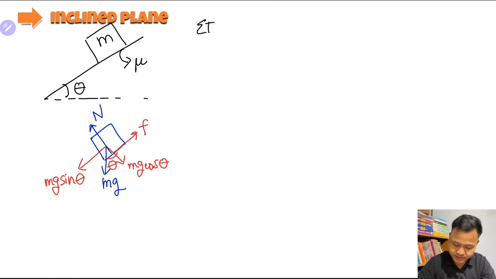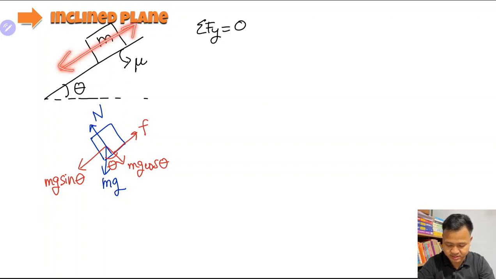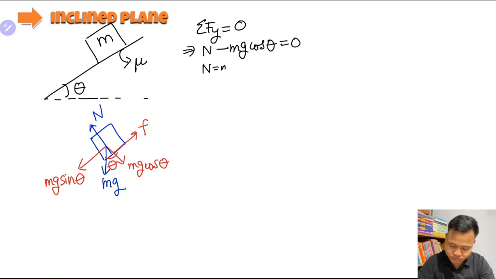First, along the y. Along the y, that is what? 0. Now, as it's a movement, it will only be along the x. So therefore, along the y is 0. So along the y, I have N minus mg cos theta, so this should be equal to 0. So N equals mg cos theta. So this is the same.